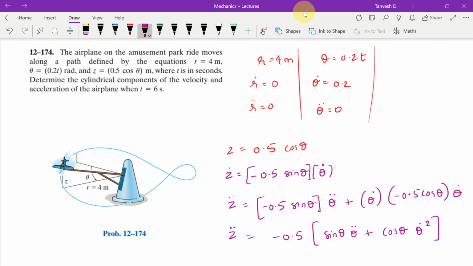It is said that we need to find the velocity and acceleration when t equals 6 seconds. So everything needs to be found at t equals 6 seconds.